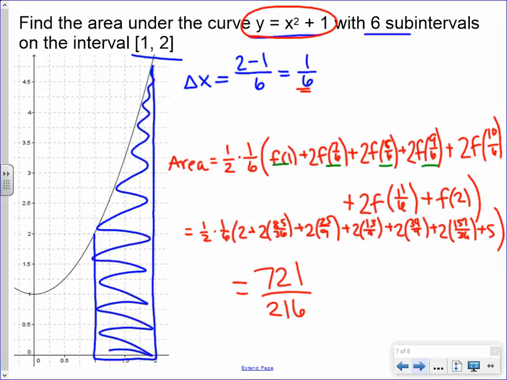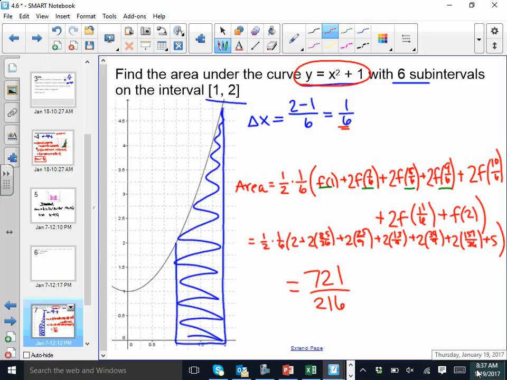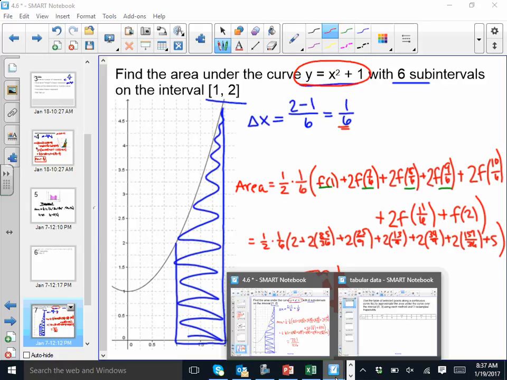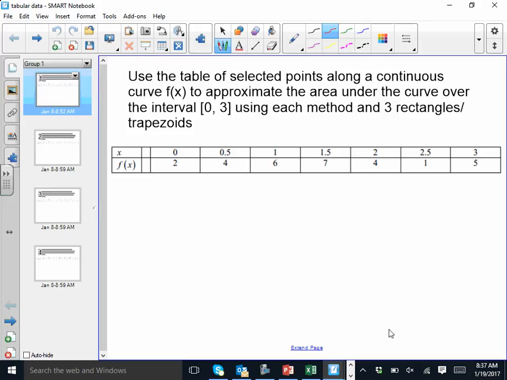There's one more thing we need to look at, and that is when we have data that's not in a graph. These methods that we've been talking about are really more useful when we have some raw data. If you collect data in science, you put it into a table, right? So we're going to do some examples with what I call tabular data.